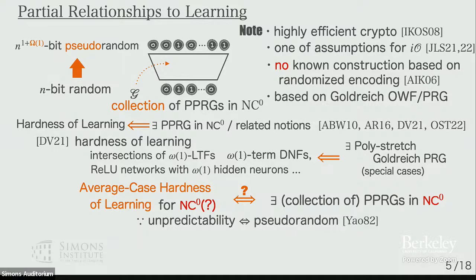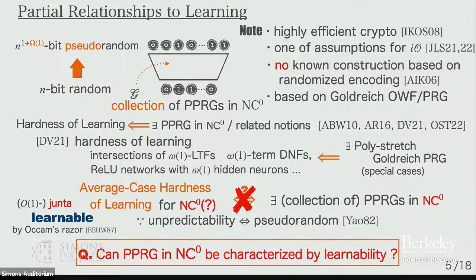I think this is a natural conjecture, but it seems to be incorrect, because in cryptography, constructing correction PPRGs in NC0 is a central challenge. By contrast, learning NC0, usually called learning constant-depth functions, is trivially learnable by using Occam's razor. So this learning part does not hold unconditionally. That's why, when we consider a very low complexity class like NC0, the dichotomy between learning and large-stretch pseudorandom generators seems to become very non-trivial. Then the question here is: can we obtain a characterization result for such a PPRG in NC0 based on hardness of learning?